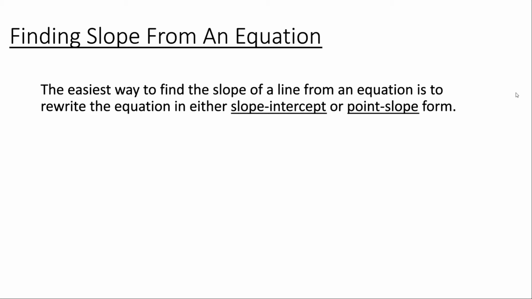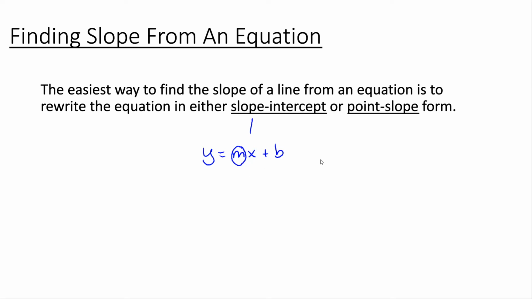Now let's talk about finding slope from an equation. The easiest way to find the slope of a line from an equation is to rewrite the equation in either slope-intercept or point-slope form. That's because slope-intercept form has the slope directly in it, y equals mx plus b. So if we look at our coefficient of x, that's going to be our slope, granted that the line is written in slope-intercept form.